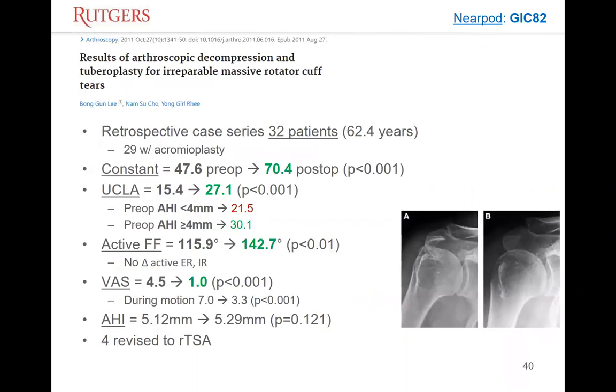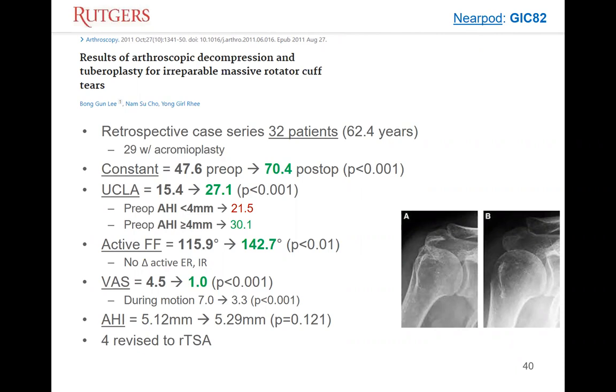A retrospective study from Korea in 2011 reviewed a cohort of their massive rotator cuff patients who underwent an arthroscopic tuberoplasty, in which the tuberosity is shaved down with a burr to create a more confluent articulation with the acromion. The vast majority of those patients also got an acromioplasty at the time of surgery, and they were followed for 2 years. At the final follow-up, the constant scores improved from 47 to 70, and the UCLA shoulder score went from 15 to 27, and patients with low pre-op acromiohumeral interval measurements were found to have substantially lower scores.